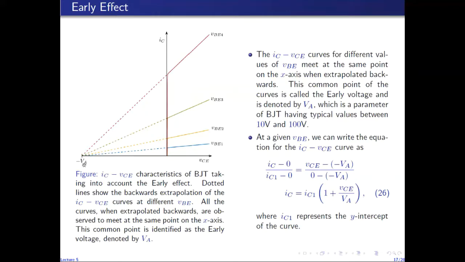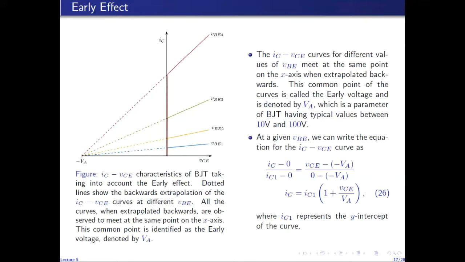So as VA is made large, this point minus VA moves towards the left, and these curves, their slope decreases. So these lines will move in this direction. Their slope will decrease. So when VA is made infinity, then these straight lines will become horizontal, and hence will have zero slope. So when they become horizontal, IC in the forward active mode becomes independent of VCE.